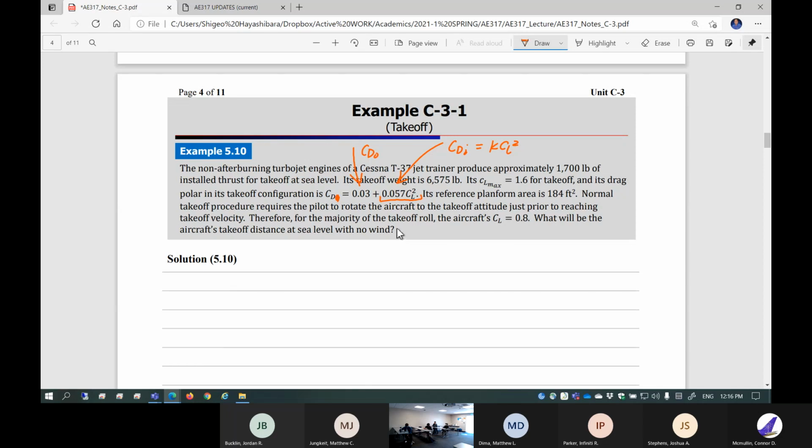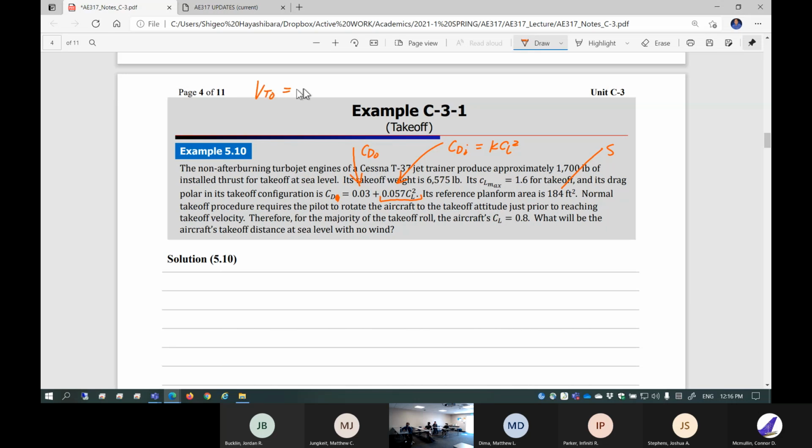This is the wing planform area, S. Okay, this is S. Now, normal takeoff procedure requires the pilot to rotate the aircraft to the takeoff attitude just prior to reaching takeoff velocity. You talked about V takeoff.